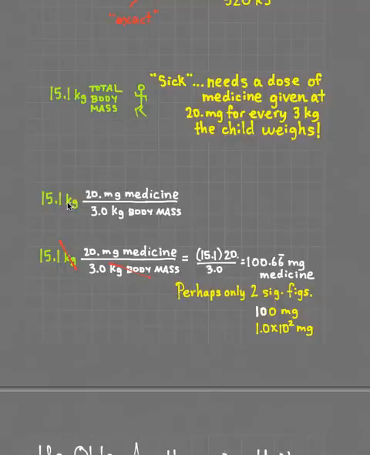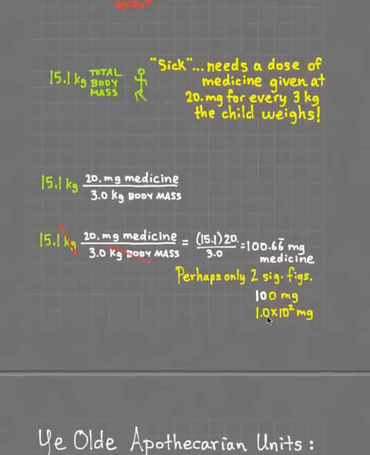So put the kilograms, the kid weighs 15.1 kilograms, but for every 3 kilograms of body mass, I want 20 milligrams of medicine. So voila, round it to 2 sig figs. And it looks like he needs about 100 milligrams, at least 2 sig figs, written like that.